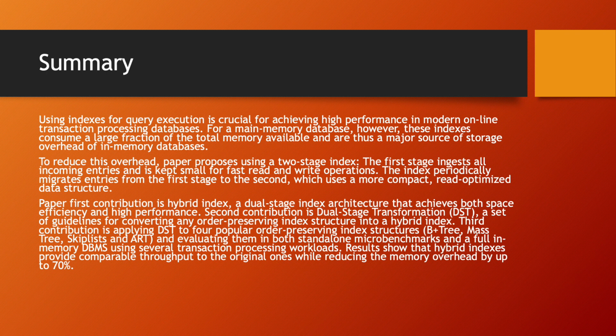The second contribution is dual-stage transformer, DST in short, a set of guidelines for converting any order-preserving index structure into a hybrid index. The third contribution is applying DST to four popular order-preserving index structures like B plus tree, Masstree, skip lists, and ART, and evaluating them in both standalone micro benchmarks and a full in-memory DBMS using several transaction processing workloads. Results show that hybrid indexes provide comparable throughput to the original ones while reducing the memory overhead by up to 70%.